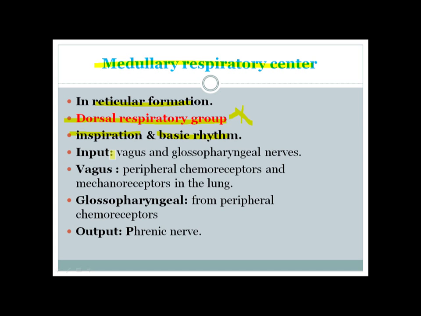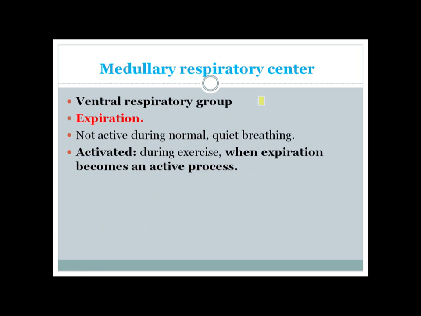The input to the dorsal respiratory group comes from the vagus nerve and the glossopharyngeal nerve. The vagus nerve carries the input from the peripheral chemoreceptors and also the mechanoreceptors in the lung. The glossopharyngeal nerve carries the input from the peripheral chemoreceptors only. And the output from the dorsal respiratory group is through the phrenic nerve, which contracts the diaphragm and controls the inspiration.